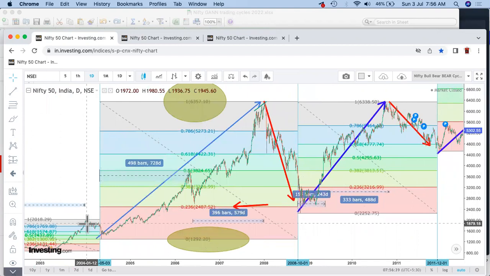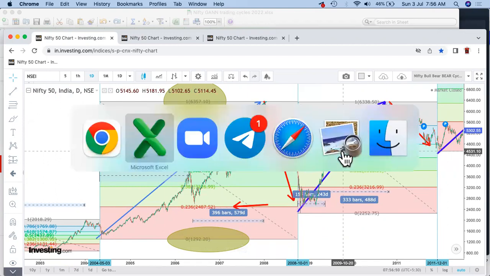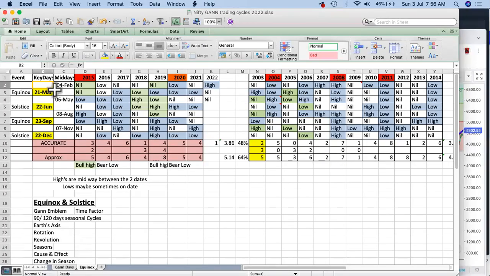So we have considered in the last webinar one entire bear cycle, a bull cycle, one entire bear cycle, and almost halfway through the bull cycle. So we'll start again from there. In the first webinar of Equinox and Solstice, we covered from 2015 onwards to 2021. The last webinar that we had yesterday was from 2003 onwards till 2009. So the cycles were completed.